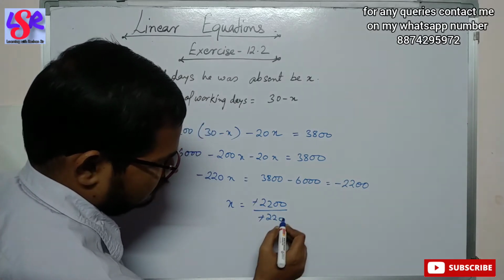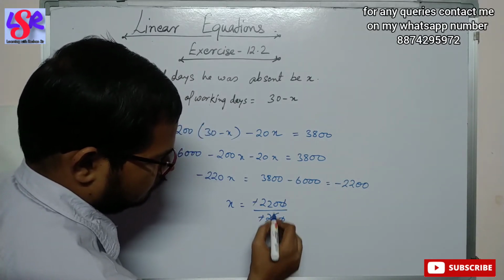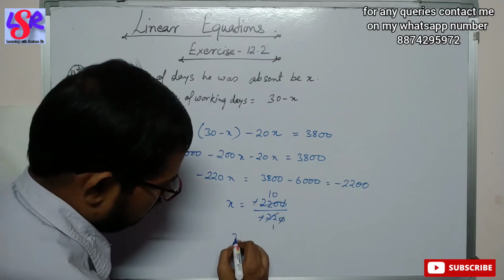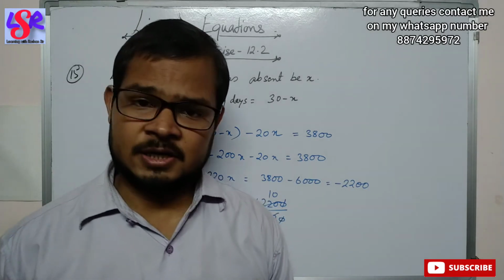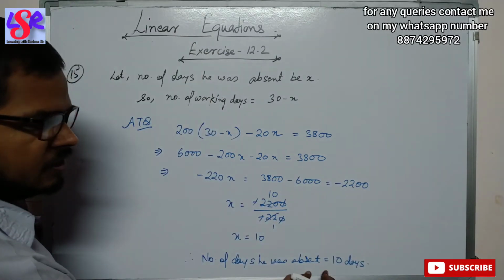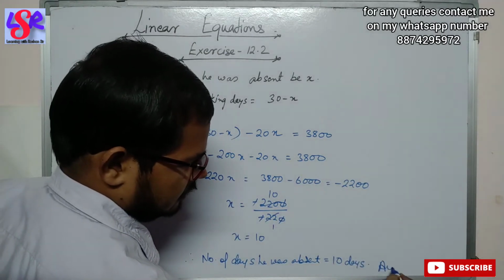Minus minus cancelled out, 0 cancelled out, 22 1 and 22 10 times. So here we get x equals to 10. So he was absent for 10 days. Therefore, the number of days he was absent equals 10 days as answer.